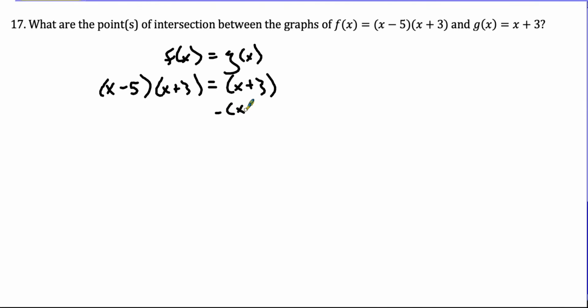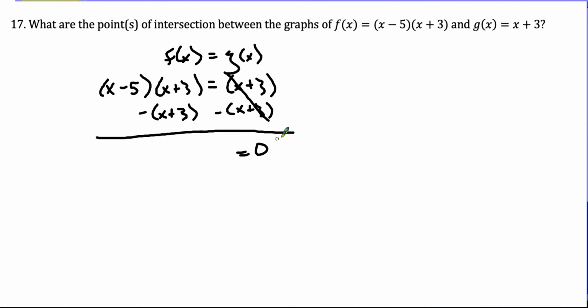So what I'm going to do is subtract this x plus 3 over to the other side. On the right side, these will cancel out. When I'm subtracting something from itself, that cancels out and just equals 0. On the left side, though, these x plus 3's do not cancel out because this first one is being multiplied by something else, by x minus 5. So I'm just going to write this whole left side as x minus 5 times x plus 3 minus x plus 3. Now, at this step, I want to look for a GCF. Both of these terms do have an x plus 3 in them. So I'm going to factor out an x plus 3.